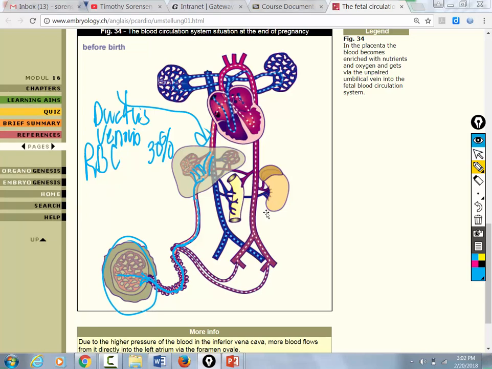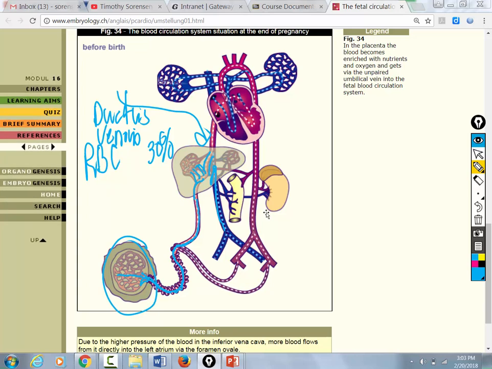And the inferior vena cava of the fetus is carrying deoxygenated blood. So this is where you get the mixing of highly oxygenated blood and deoxygenated blood. Who's following this? Guys? Okay.